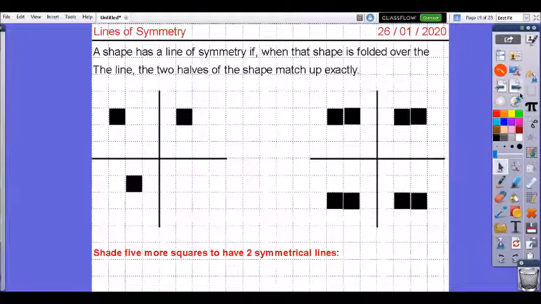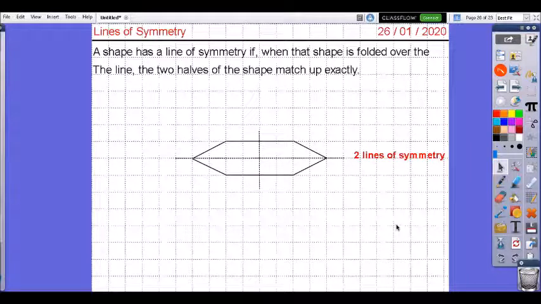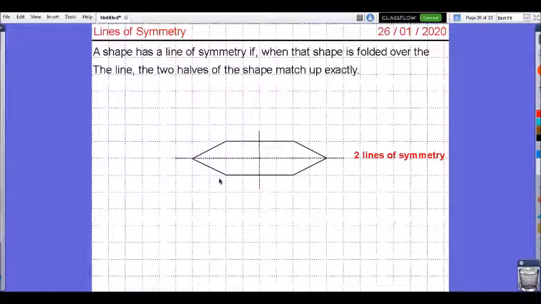Alright, the next part over here is if I'm given a shape like this. This shape actually is just a composite shape that consists of how many sides? 6 sides, which makes it a hexagon. So this is a hexagon. And they ask you to find or to draw the lines of symmetry. These are the only 2 lines of symmetry that you can find.